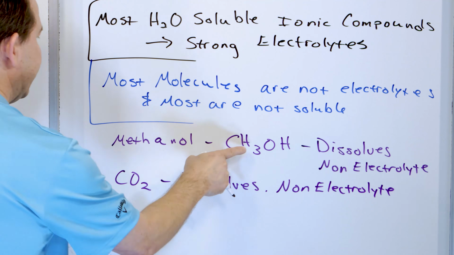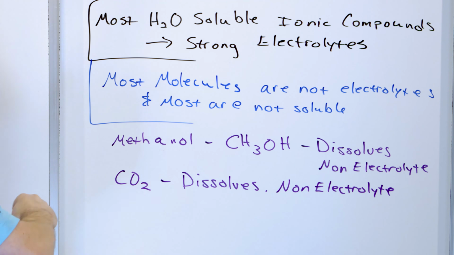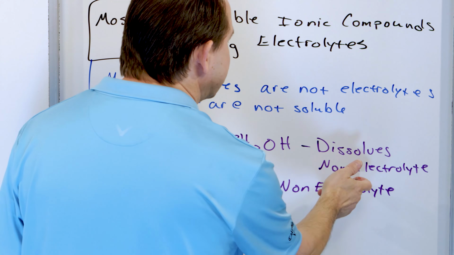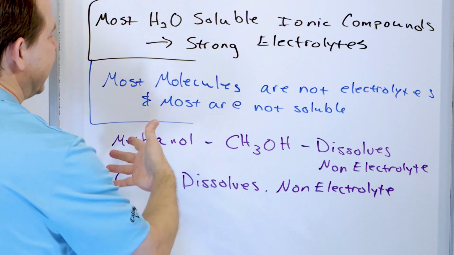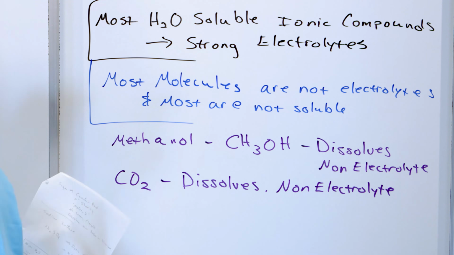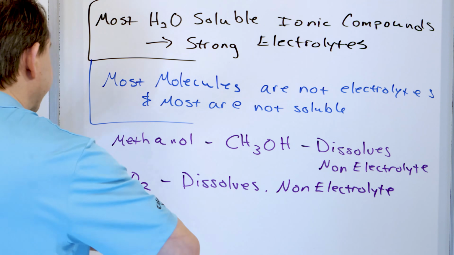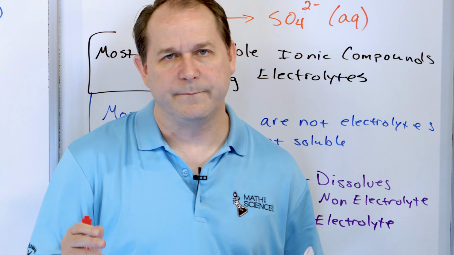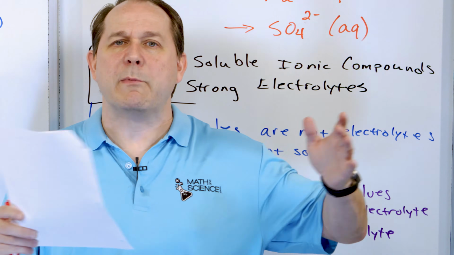What's the commonality between these two? They're both molecules. So in general, if they're a molecule, they can sometimes dissolve, but even if they do dissolve, they're not going to be an electrolyte. And also, I've chosen examples where they dissolve, but there are many molecules, most of them don't dissolve. Now, there's one big counterexample to the general rule that most molecules don't dissolve.